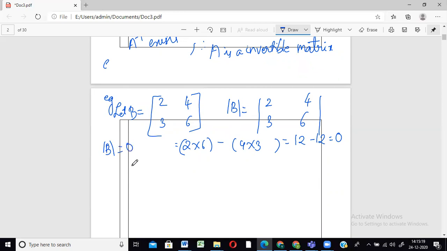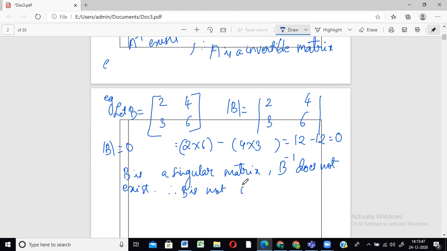So when it is equal to 0, it is not non-singular, right? So B is a singular matrix. If the determinant is non-zero, it is non-singular; if it is equal to 0, it is a singular matrix. So will its inverse exist? No, right? So B inverse does not exist. Therefore, B is not an invertible matrix.